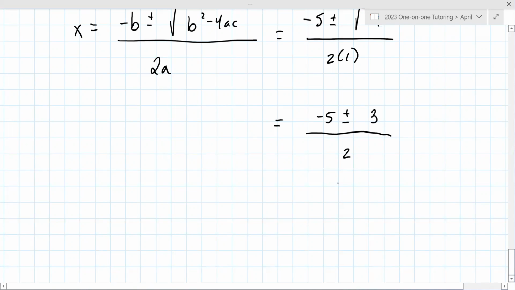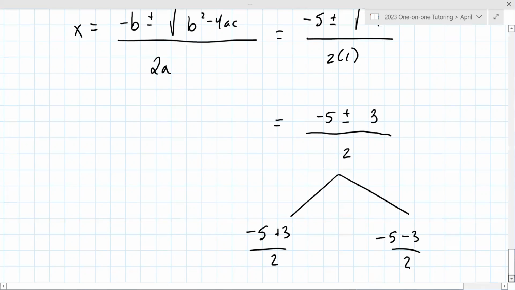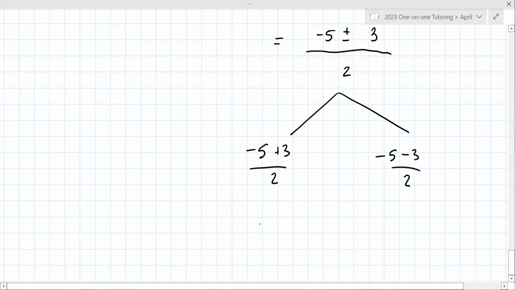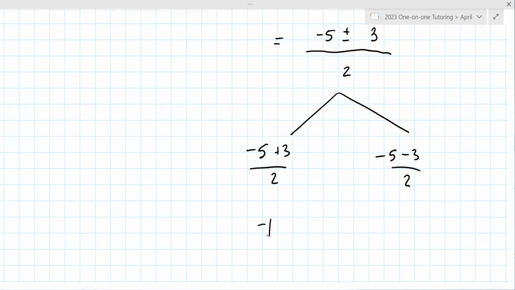Do you add -5 and 3 and then subtract -5 and 3? Okay, so maybe break it apart here. Minus 5 plus 3 divided by 2, minus 5 minus 3 divided by 2. Do you want to try that for us, please? Is it -1 on the left? Okay. Minus 5 minus 3? And then is it -4? Wait, no. Yes. Yes. Okay.